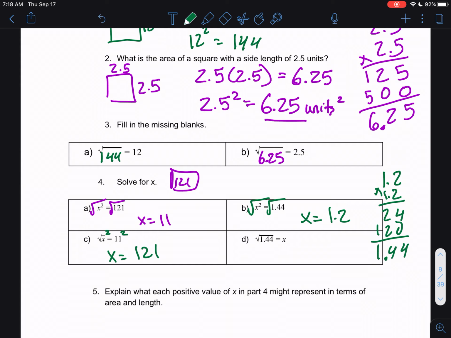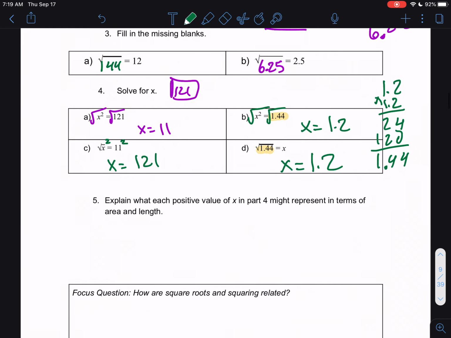All right, and then D, actually, there's very little work. There's minimal work to do because the x isn't squared. We're told, again, that this 1.44 is our area, which is exactly what we were told in part B, which means x would equal 1.2.